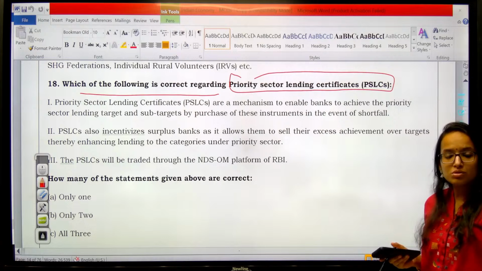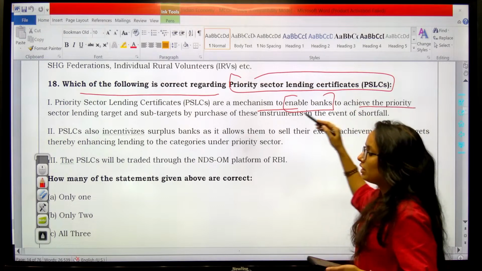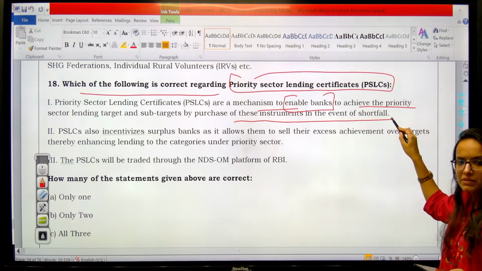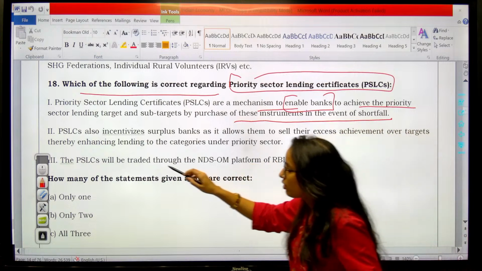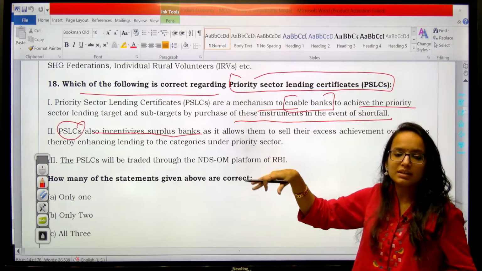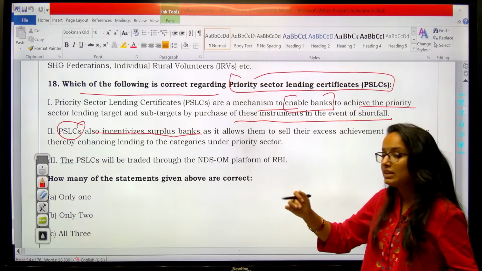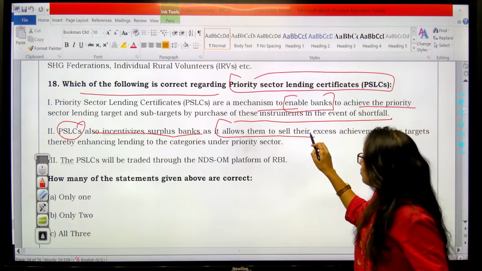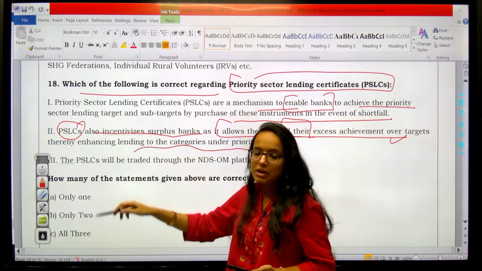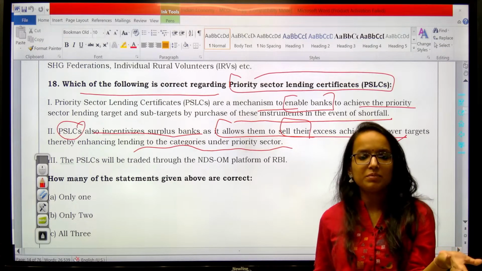So this is something also very innovative. Priority sector lending certificates are a mechanism to enable banks to achieve the priority sector lending target and sub-targets by purchase of these instruments in the event of shortfall. So certificates, as you know, can be traded, right? Second, priority sector lending certificates also incentivize the surplus banks. Banks which have surplus regarding this priority sector, they have met their obligations regarding priority sector lending. Now they have surplus to do that. They can sell, it allows them to sell their excess achievements over targets, thereby enhancing lending to the categories under priority sector. So they can sell these certificates to another bank who does not have a surplus but has a deficit, say.